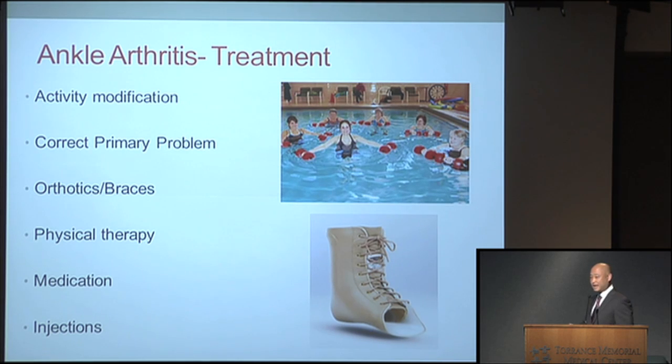And one is activity modification, and that means not pounding on your ankle. So if you're able to run marathons, maybe shift over to swimming or changing to biking or something like that. Correcting the primary problem. So if your foot's too high or too flat and it's leading to cartilage wear, something as simple as getting the right kind of orthotic to balance your foot out better, the right kind of brace to hold your ankle stable. These are all things that really help people and are really no risk, and there's really no downside to trying these if you're having trouble.